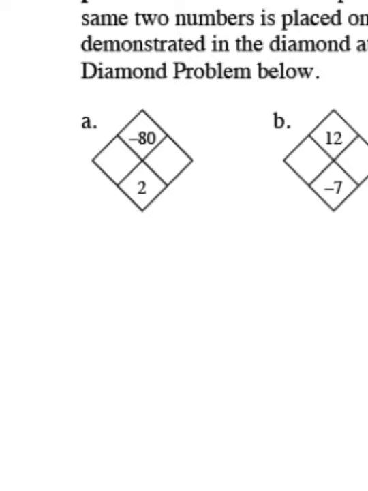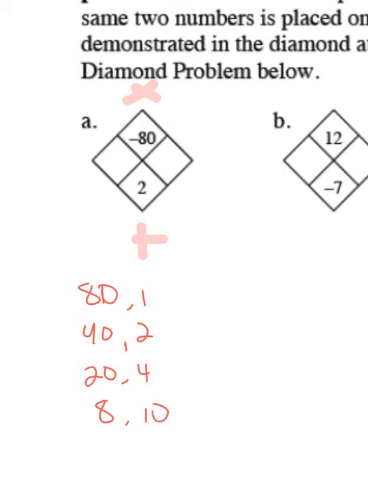I need to find two numbers that are going to multiply to 80, but add to 2. I would recommend maybe making a little list. Things that multiply to 80 are 80 and 1, and those are not going to add to 2. I could do 40 and 2. I could do 20 times 4. I could do 8 times 10.